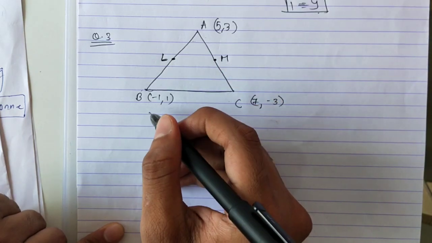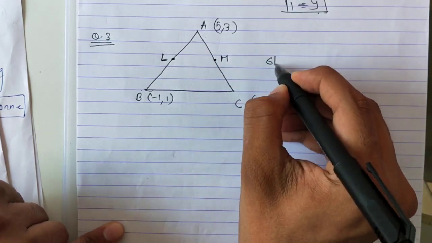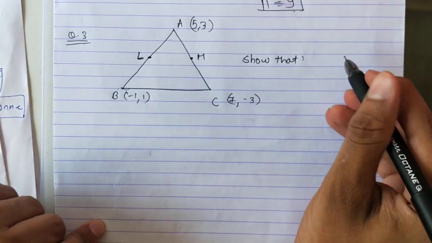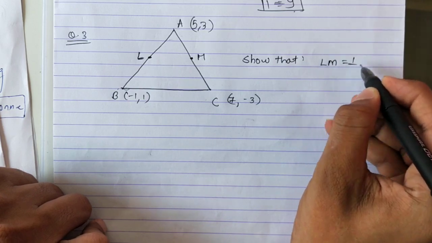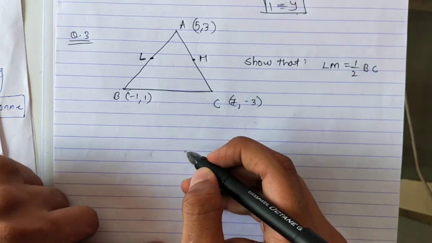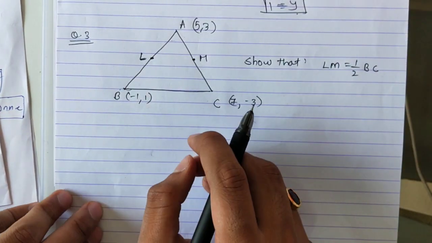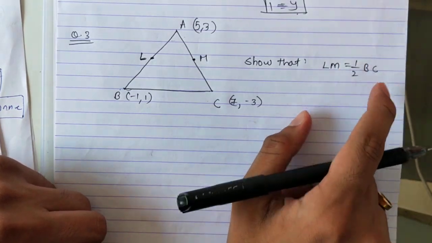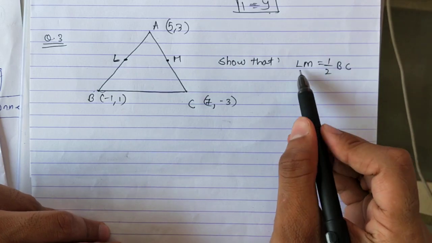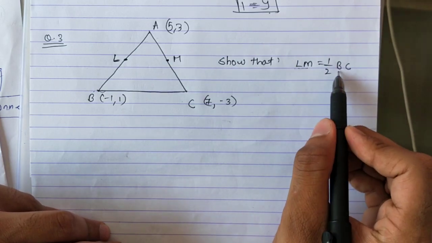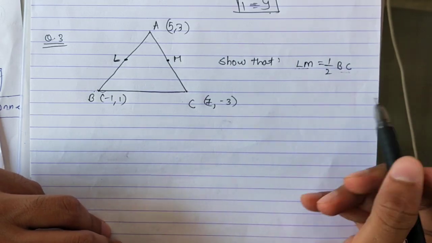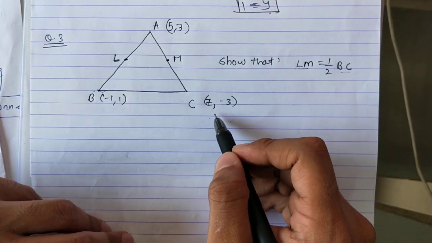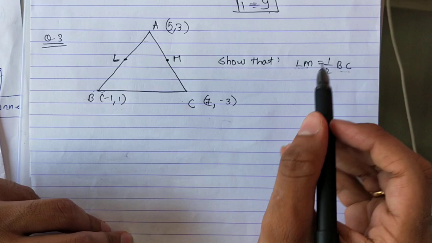Show that LM is half of BC. Now we have to show that LM is half of BC. That means basically we need the length of LM and we need the length of BC. Only then can we show that LM is half of BC. So how can I do this now?